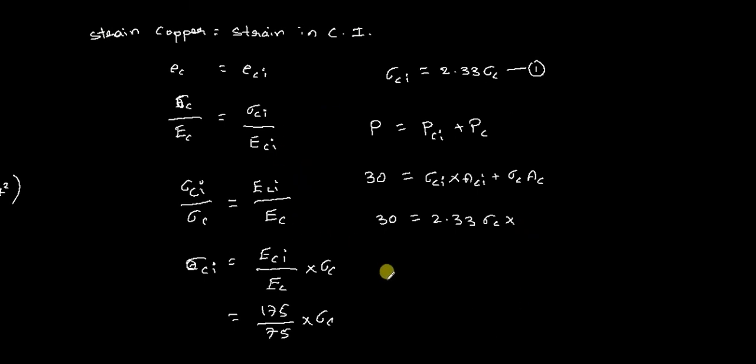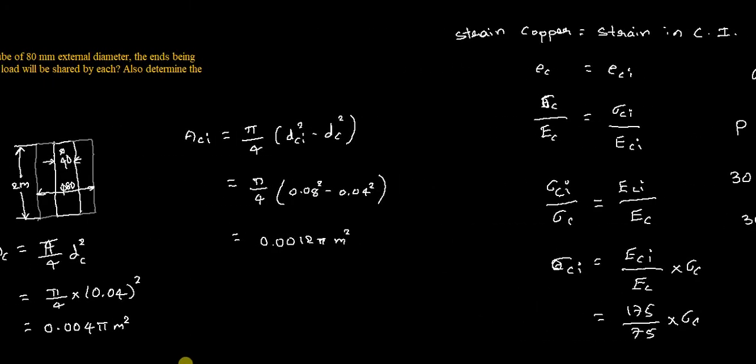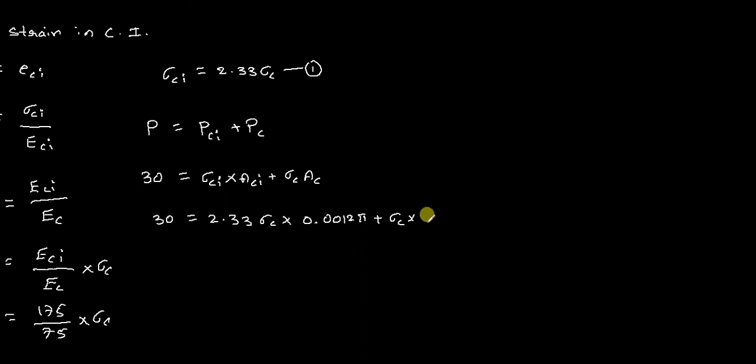Okay, so in place of this ACI we can write the value 0.0012 pi, plus sigma c, which we don't know, so we keep it as it is. And the AC value we already got, similarly to ACI, is 0.004 into pi.